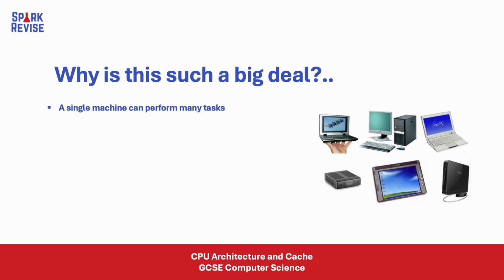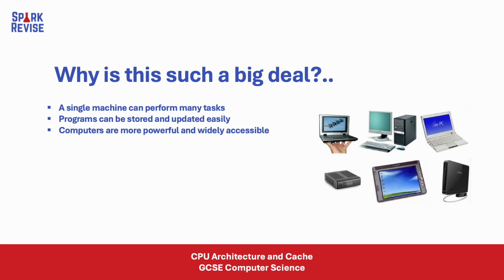Before von Neumann, computers were hardwired for specific tasks. If you wanted to switch tasks, you had to manually reconfigure them. The von Neumann architecture means a single machine can perform many different tasks, programs can be stored and updated easily, and computers became more powerful and widely accessible. Some examples of von Neumann architecture usage are in basically everything we use: PCs, laptops, gaming consoles, supercomputers, to name a few. Smartphones, everything you can think of that has a modern day processor in.